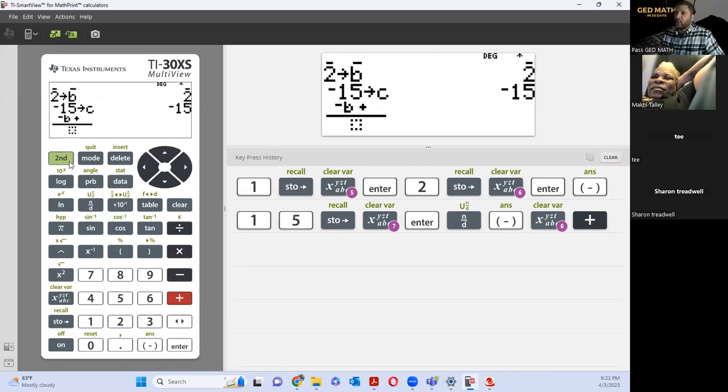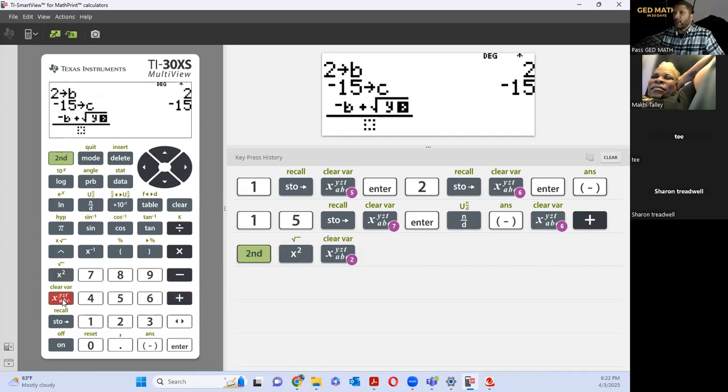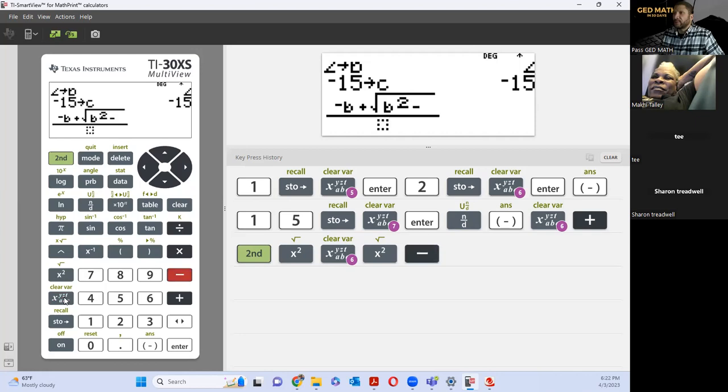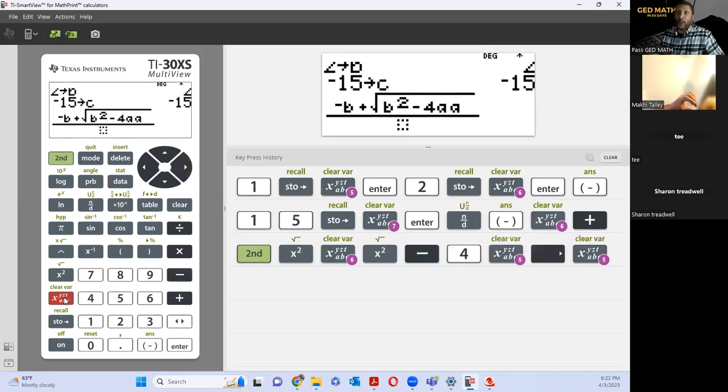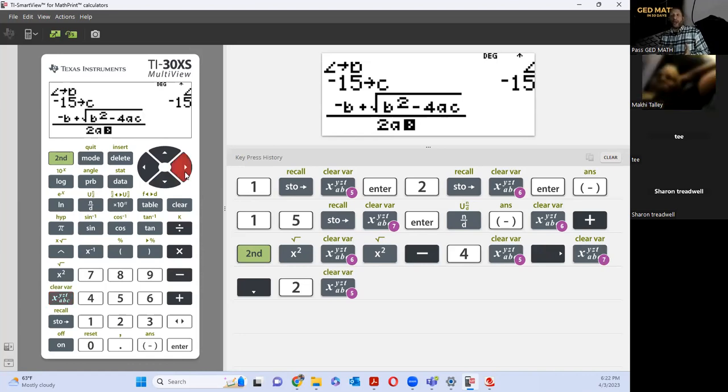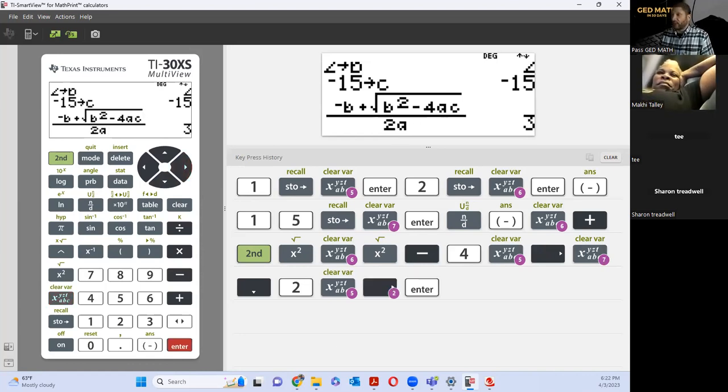So minus B, square root of B squared minus 4AC. And this takes practice. You've got to do this about 5 to 10 times to make sure you know how to do it. So now, this is going to solve the quadratic equation. I hit enter. So I know my answer is plus 3. So I know X is 3.